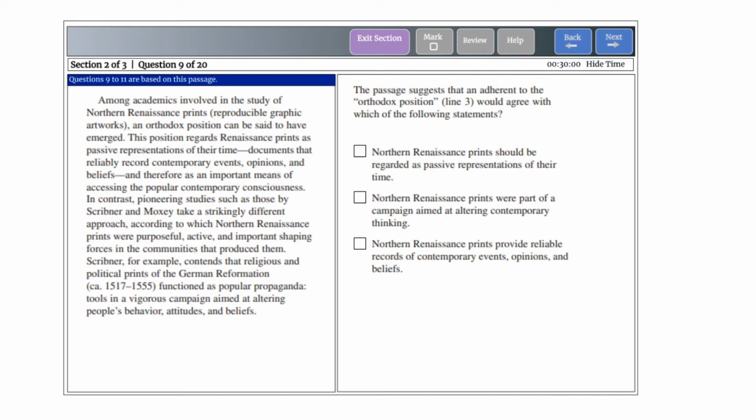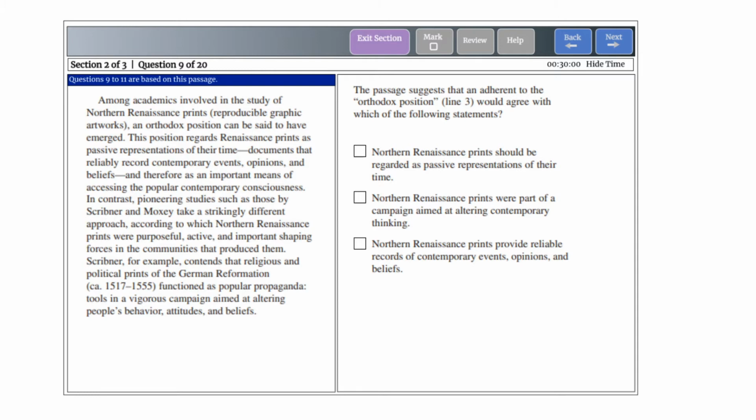So if we go back all the way to the very first video on reading comprehension, one of the strategies that we're using with medium passages is we're trying to identify, are there different views, right? Is there a traditional view and a new view, right? An orthodox view and some sort of radical change. And here we can see that there is an orthodox position. And it says that this position regards Renaissance prints as passive representations of their time.